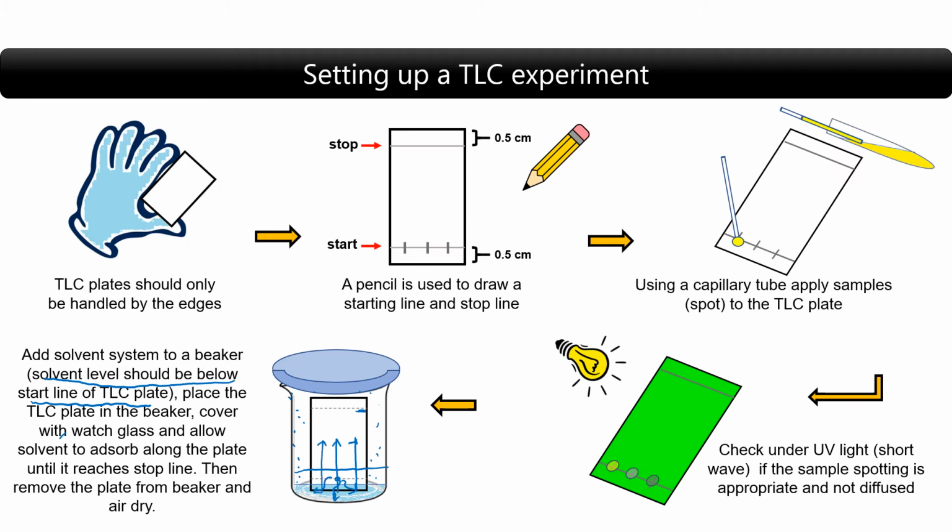It's not going to be like one side rises faster than the other side. We want the solvent to rise at an equal rate all over the plate. So by closing this with the watch glass and ensuring this little beaker is a fully saturated chamber, we make sure that the solvent moves along the plate at a similar rate all across the plate.